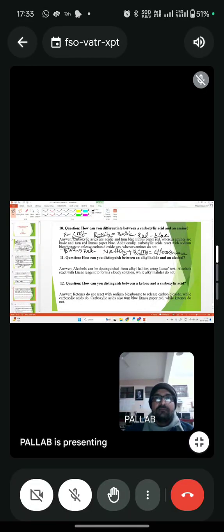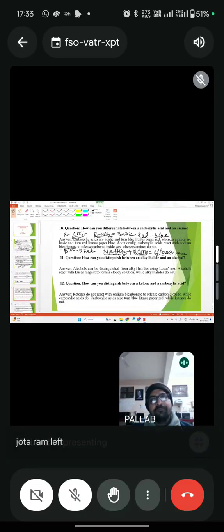This effervescence will show that the compound is carboxylic acid. But if we take the solution of amine and add sodium bicarbonate, we will not see this effervescence. Effervescence means we will observe bubbles, and that bubble will indicate that the sample is carboxylic acid rather than amine. The amine does not provide any bubbles on reaction with sodium bicarbonate, but carboxylic acid will show effervescence or bubbles after reacting with sodium bicarbonate. Okay.